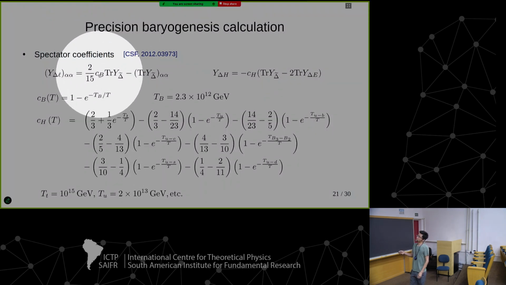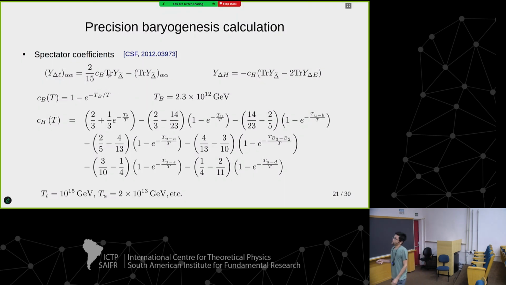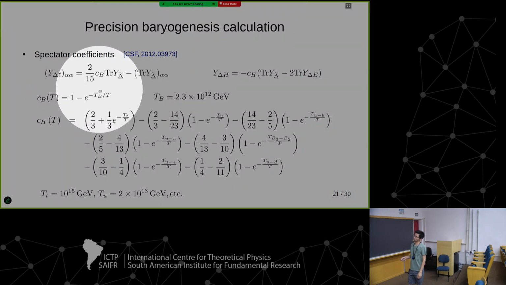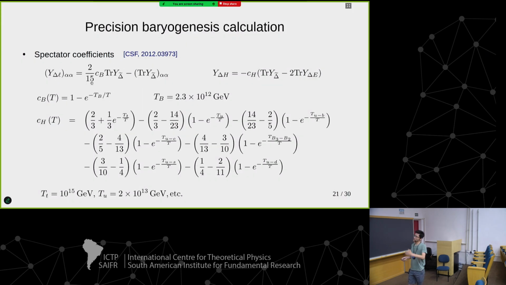C_B is basically to take into account the fact that sphaleron, this process, I call it sphaleron, breaks B only below 10 to the 12 GeV. So this T_B is basically about 10 to the 12 GeV. If you go above that, then baryon number is conserved. If you go below that, then it's violated.